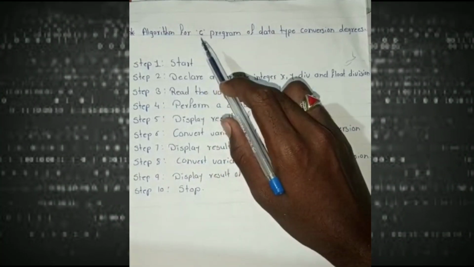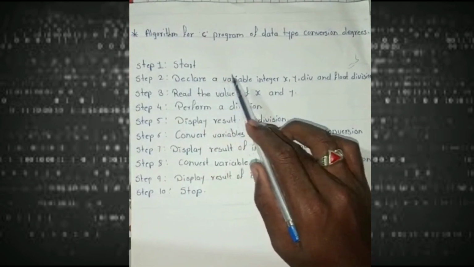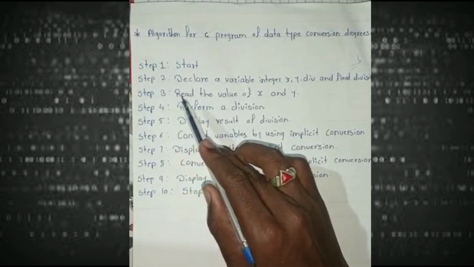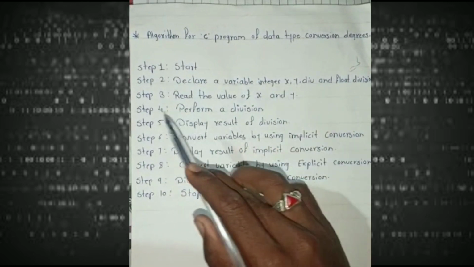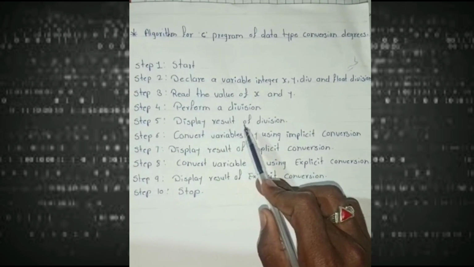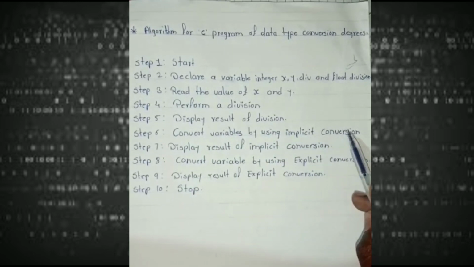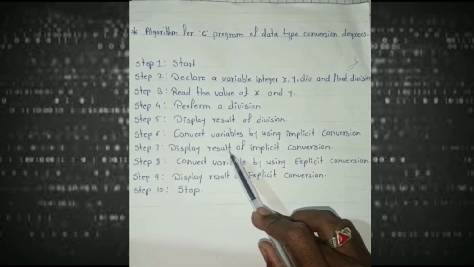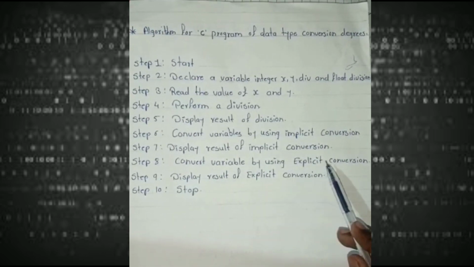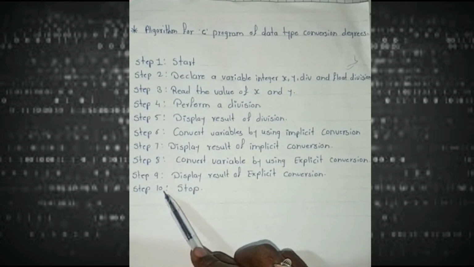Now we see the algorithm for the C program of data type conversion degrees. Step 1 start. Step 2 declare variables integers x, y, div and float division. Step 3 read the values of x and y. Step 4 perform a division. Step 5 display the result of division. Step 6 convert variables by using implicit conversion. Step 7 display the result of implicit conversion. Step 8 convert variables by using explicit conversion. Step 9 display the result of explicit conversion. Step 10 stop.